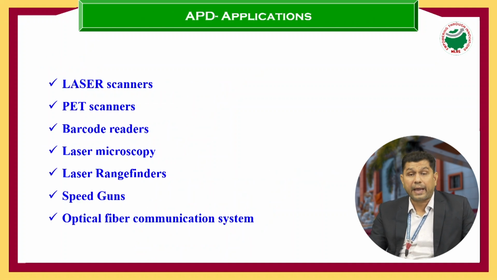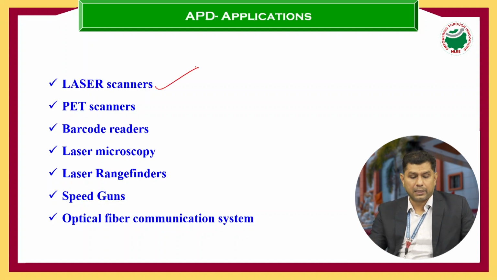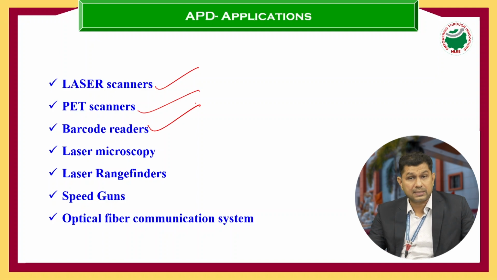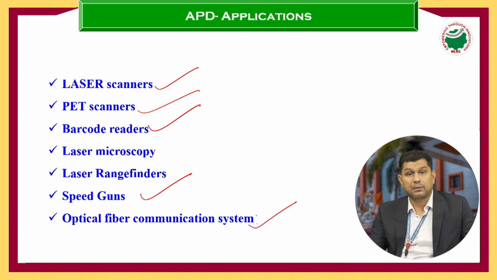Applications: you can see high speed laser scanners, where we can use these APD diodes. In positron emission tomography scanners also we are using them. In barcode readers we use laser light, and that laser light receiver is nothing but our APD diode. Even in speed guns we use them. Optical fiber communication is the major application. Along with this, we are using them in automatic street lights nowadays. Our GHMC is using such street lights on flyovers.